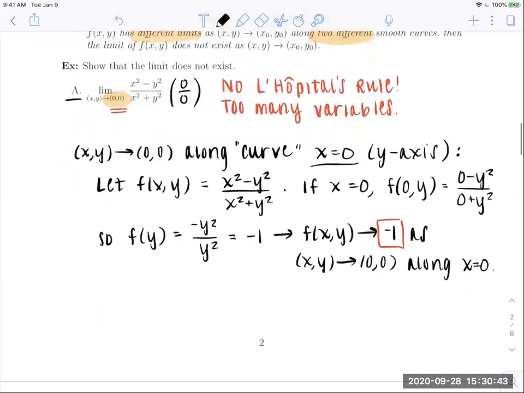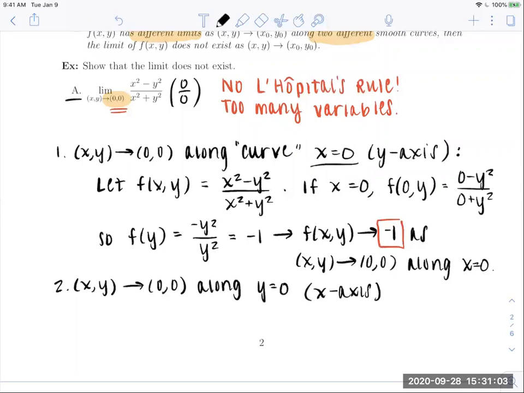So let's see if we can pick another curve. I'll label this 1 and 2. Let's pick another curve that we hope is going to give us a different limiting value. So now let's look at xy approaching the origin along y equals 0, or in other words, the x-axis. All right, what's going to happen here?